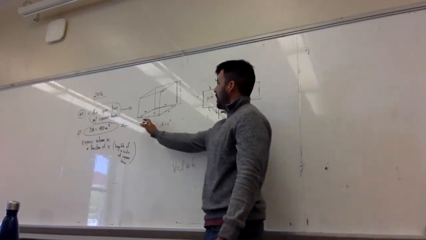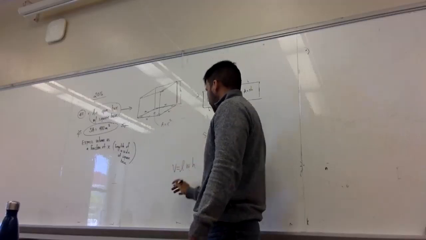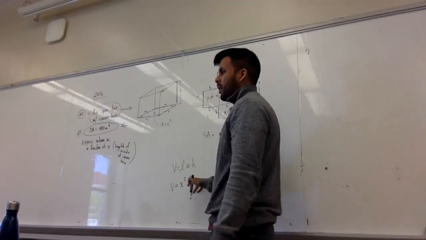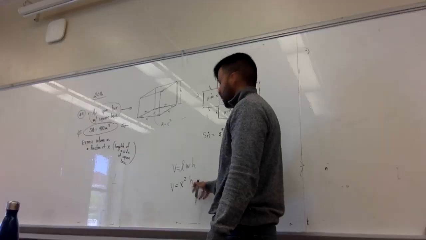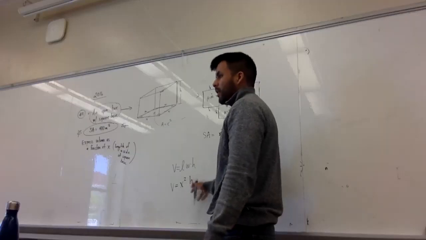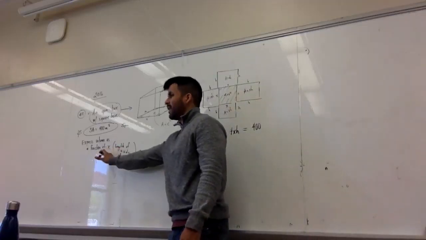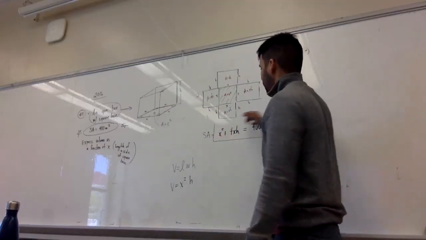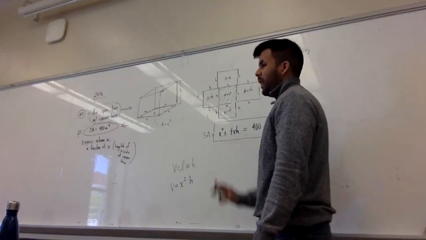But what's my length here? X. What's my width here? X. So I can write this as what? X squared, right? Times my height. But what's the problem with this? It always has to be in terms of x only. I only want it in terms of x. I don't want it in terms of h. What's the very nice thing? I have an equation where I can find h in terms of x.